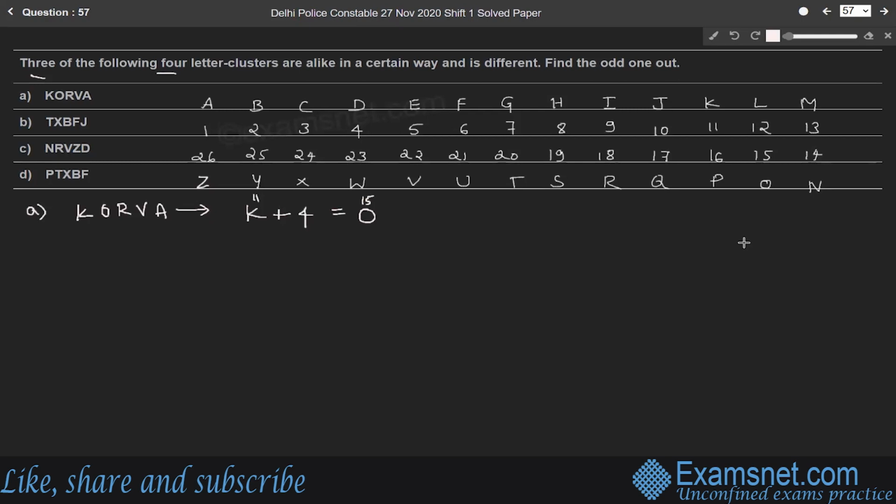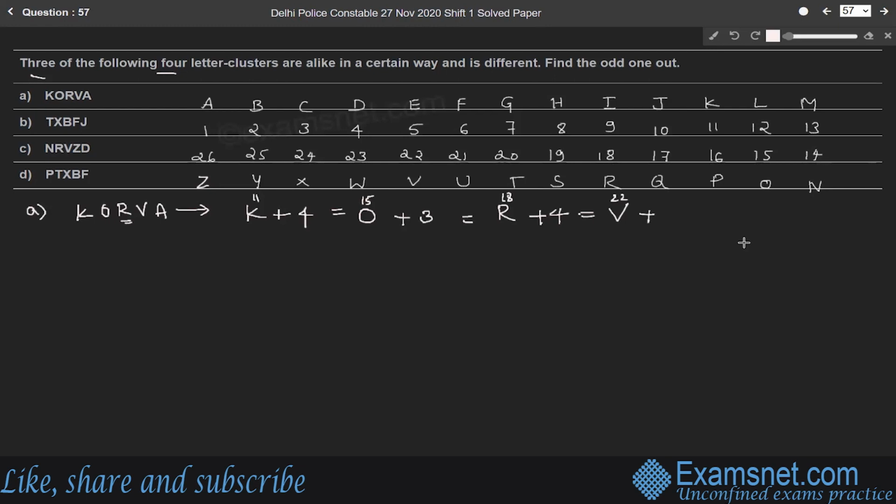Next, O plus some number is equal to the next alphabet, which is R. So the positional value of R is 18. So 15 plus 3 is equal to R. So here R plus some number is equal to the next letter, that is V. The positional value of V is 22. So 18 plus 4 is 22.